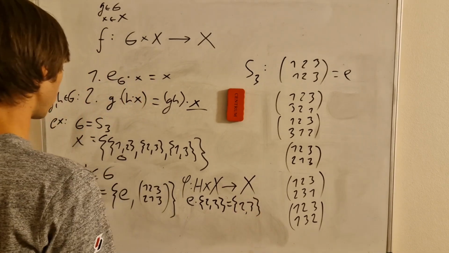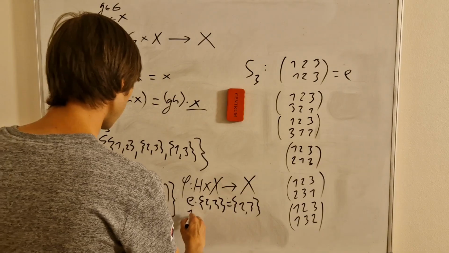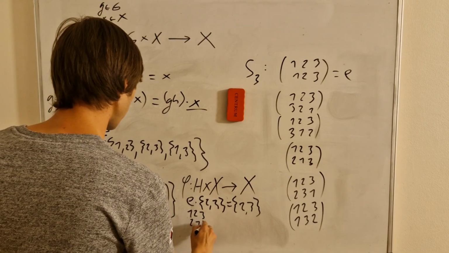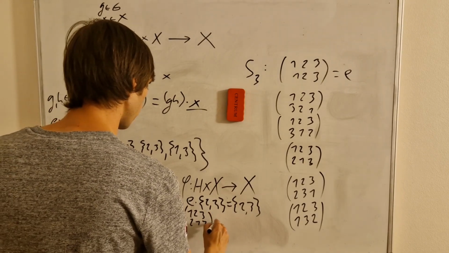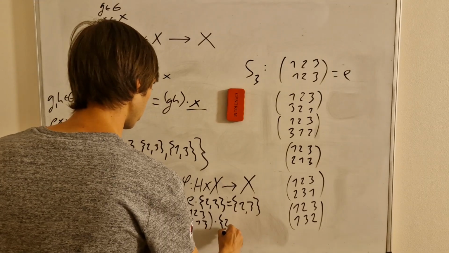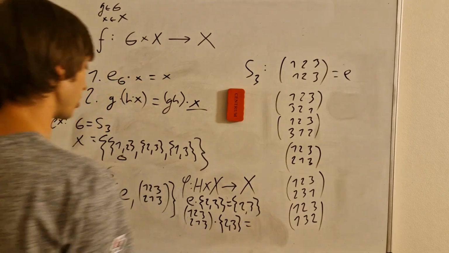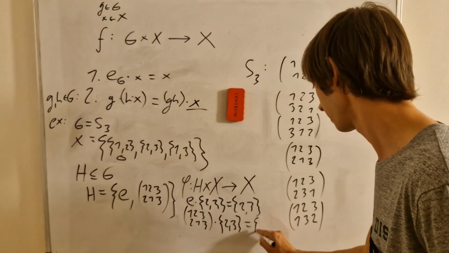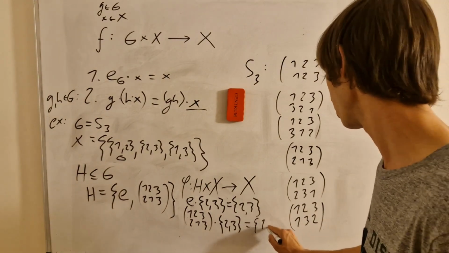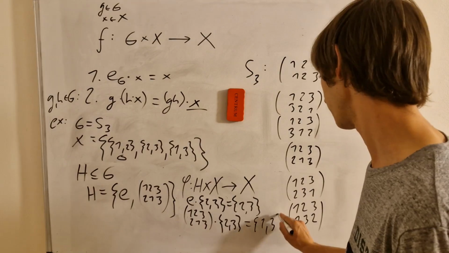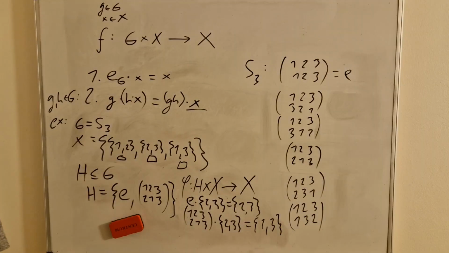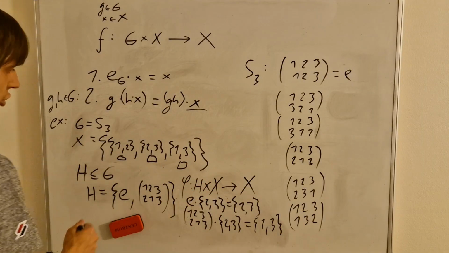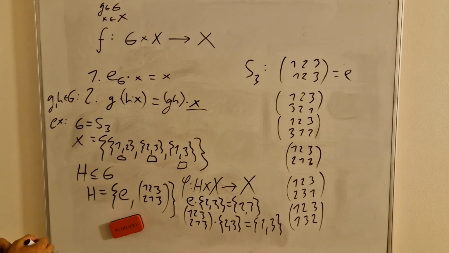And if we act with (1 2 3 / 2 1 3) on {2, 3}, we let this permutation act on these two numbers individually. So 2 will go to 1, and 3 will go to 3 again. So when we let everything from H act on this chosen element {2, 3}, we see that the results were {2, 3} and {1, 3}.